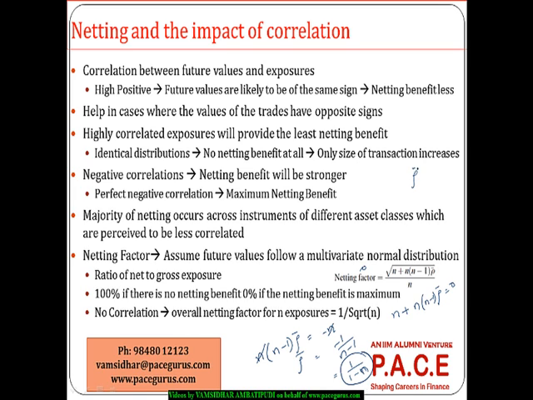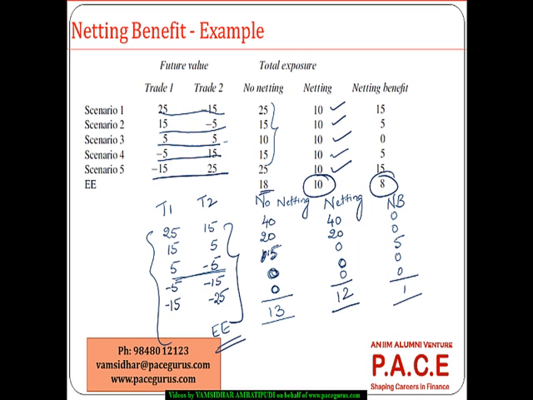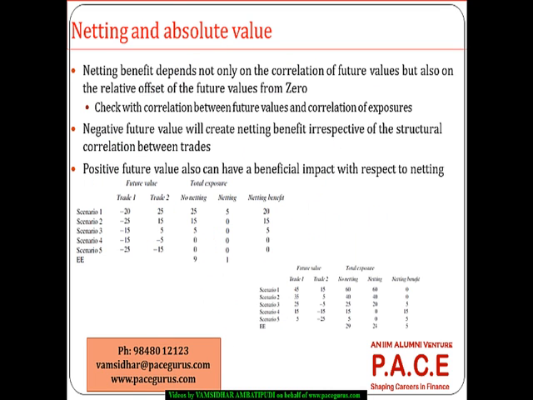But if the average correlation is 0, meaning all the assets are independent, what would be the number there? This part will become 0. N into n minus 1 into rho bar will become 0. So the numerator is square root of n, the denominator is n, so 1 by square root of n. So overall the netting factor for the exposure is around 1 by square root of n. So these are some of the things with respect to netting that we have to be comfortable with.